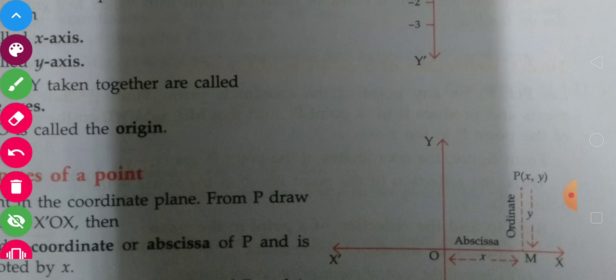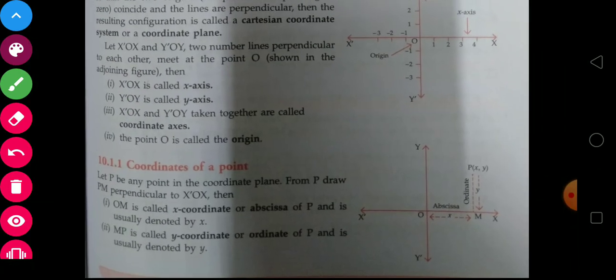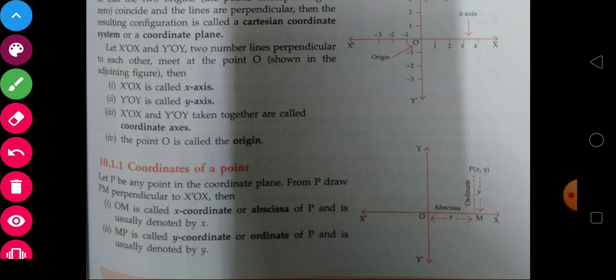And the distance from the x-axis, this length, is your y coordinate, right? This is point P here, and its distance from the x-axis is y. That is also called the ordinate. So x and y are called the coordinates of this point P, and also the abscissa and ordinate. We have already seen this in the lower classes, just a little revision: axis, origin, abscissa and ordinate.